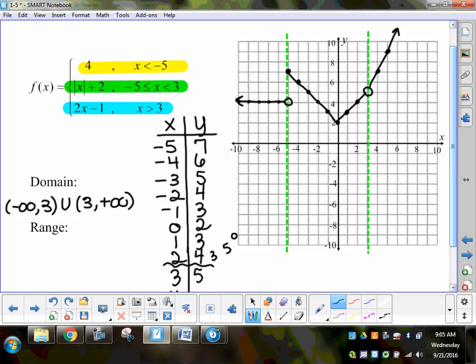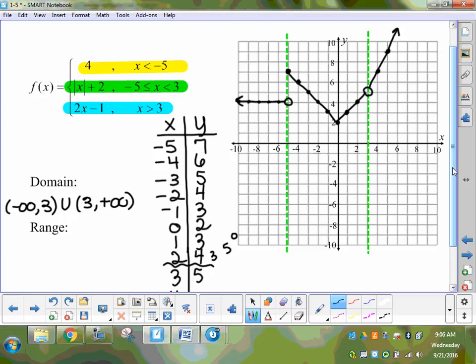How about our range on this graph? Hands up, please, if you can tell me what your range on this graph would be. This is another one, it's a little tricky. Connor L., what do you say? 2 with positive infinity. Bracket or parentheses at the 2.